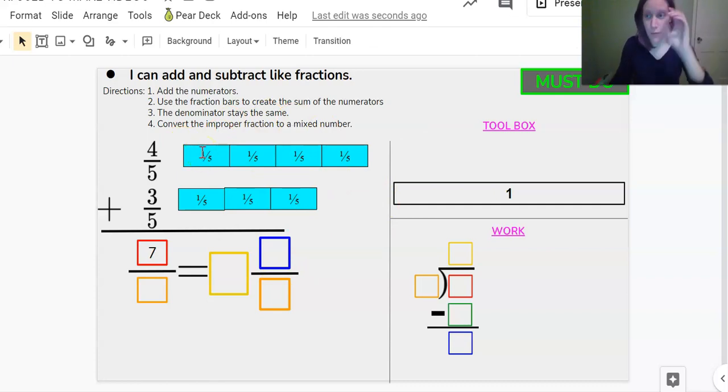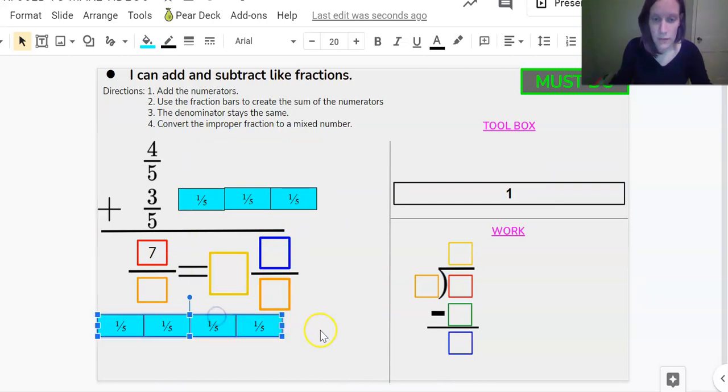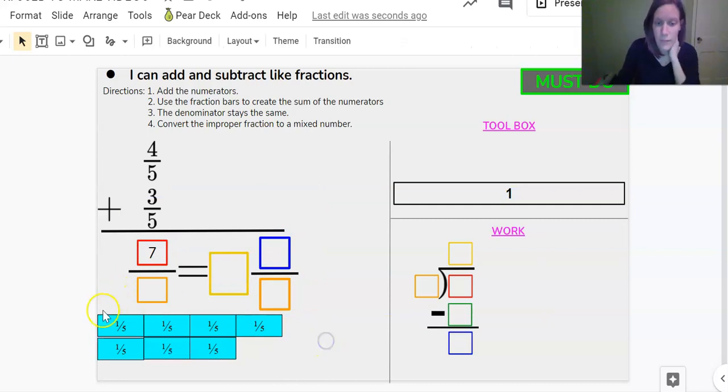So again, I'm going to use that trick where I use the control key, click 1, and then click control on my keyboard so I can click all 4 of these together at once and drag them down here. 1, 2, 3, 4, 5, 6, 7. I have 7/5 down here. 7/5 is how many I have when I put 4 plus 3.